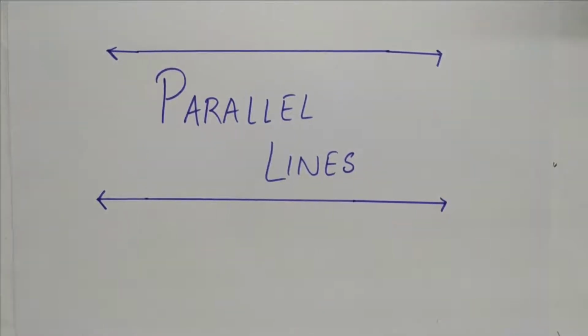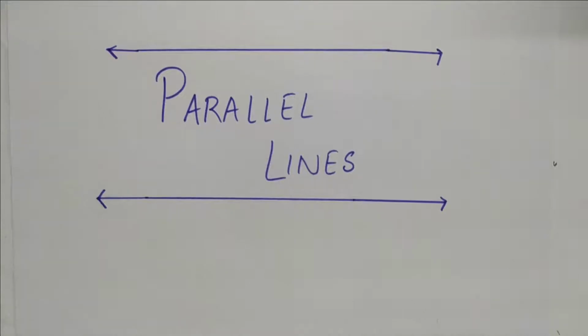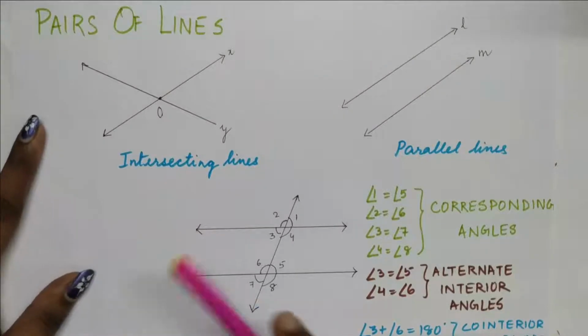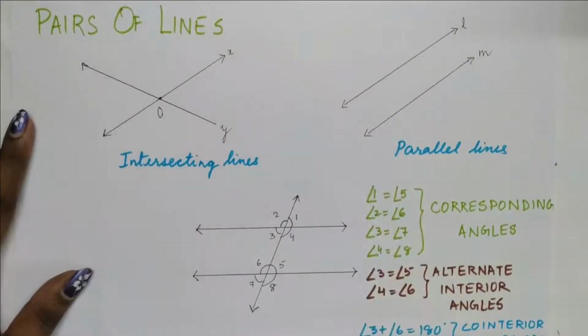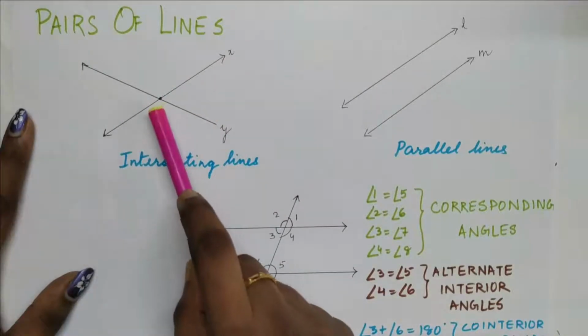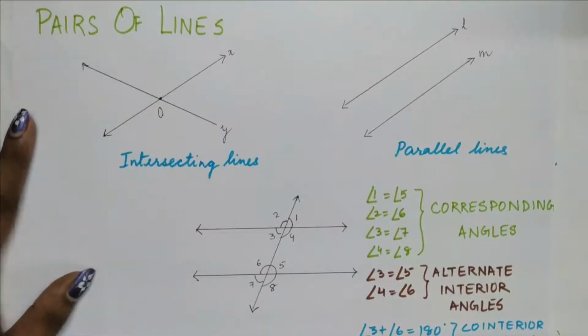Today we will discuss the different properties related to parallel lines. So let us begin. Before we understand parallel lines, you need to see these two pictures in front of you. You can see two lines crossing over each other and meeting at a point O. Such lines are called intersecting lines.